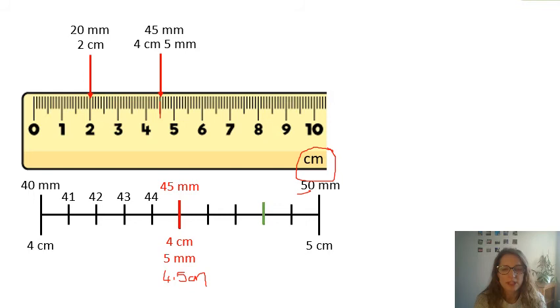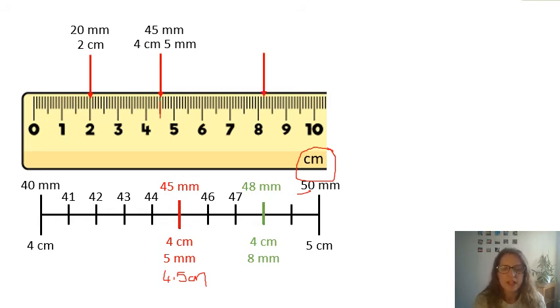So what about this green line up here? What's that now showing? So pause and have a go. Try and do it in millimeters and in centimeters. Right. So 46, we'll carry on counting. 47, 48 millimeters. So what would that be in centimeters? 4 centimeters and 8 millimeters. Well done, or 4.8. Okay.